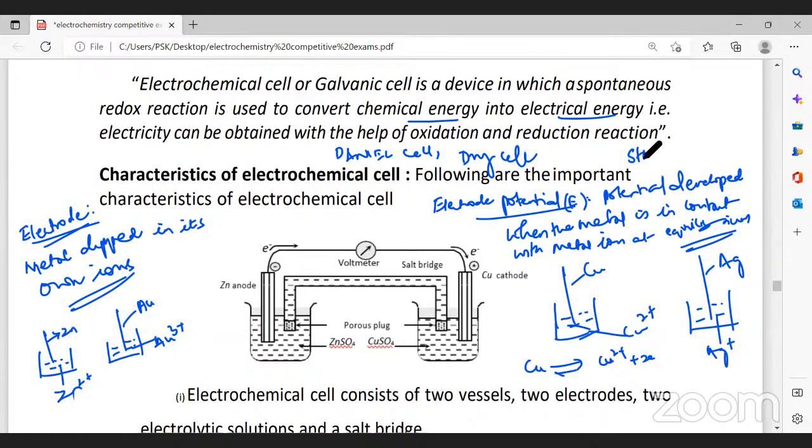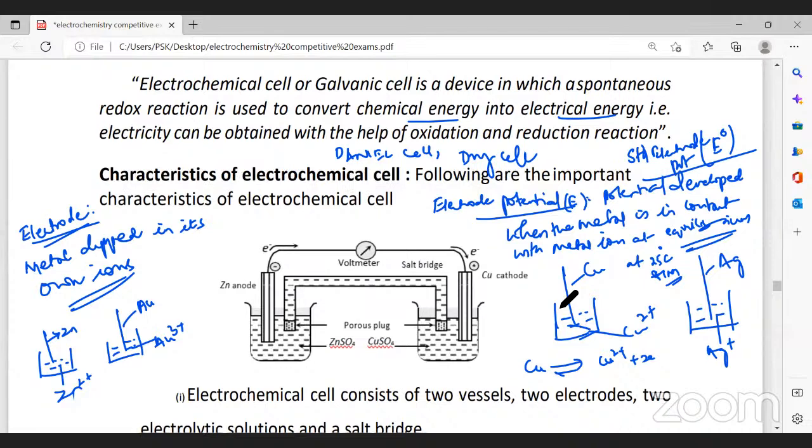Now we have one more called standard electrode potential. What is the standard electrode potential? It is represented as E0. It's the same definition: potential developed when the metal is in contact with its own ions at equilibrium, at 25 degrees Celsius, and the concentration of the electrolyte is 1 molar. If the concentration of the ion is 1 molar and the temperature is 25 degrees Celsius, whatever potential we measure is called the standard electrode potential. Did you understand what it is?